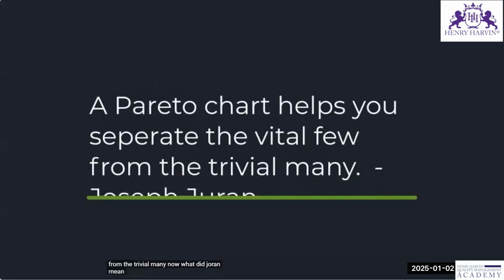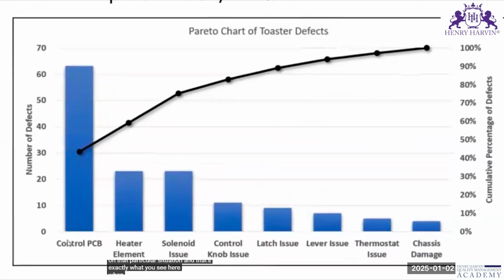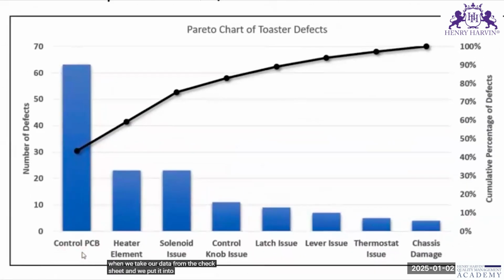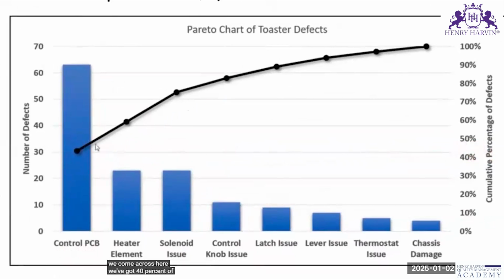Now, what did Juran mean? What he means is when you're solving a problem, there's often 1 or 2 key issues, key root causes, or key defects that you need to focus on to have a major impact on that particular situation. And that's exactly what you see here. When we take our data from the check sheet and we put it into this Pareto chart, we see that control PCB issues accounts for nearly 40% of our defects. You can see if we come across here, we've got 40% of our defects coming directly from control PCB.